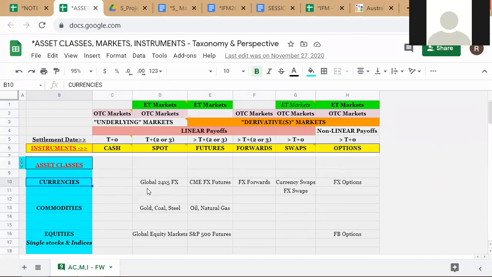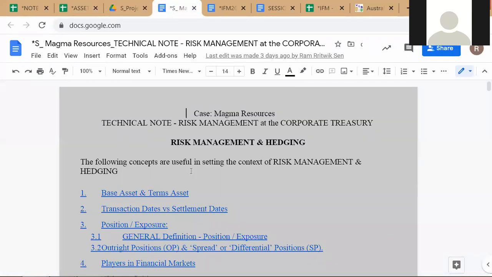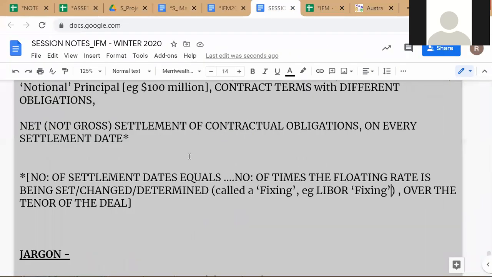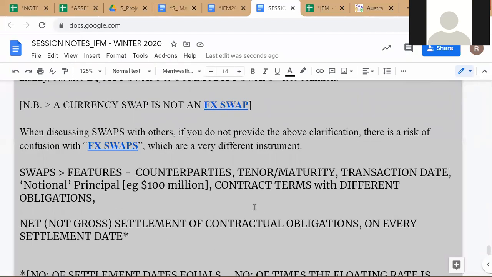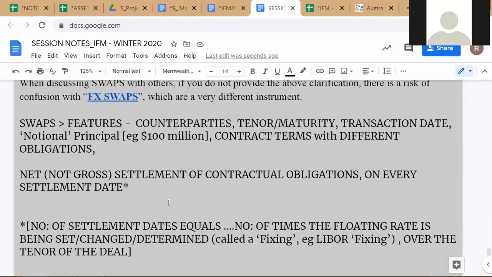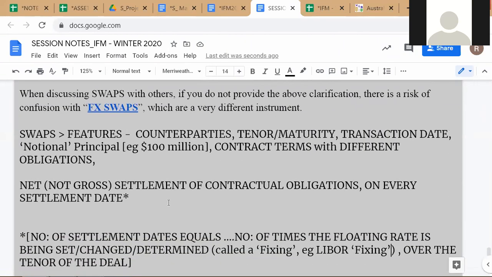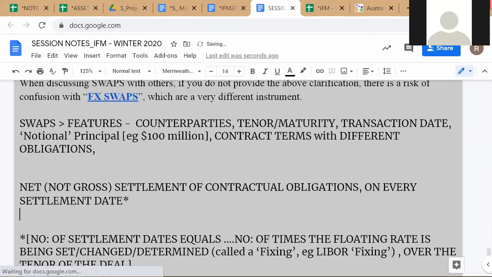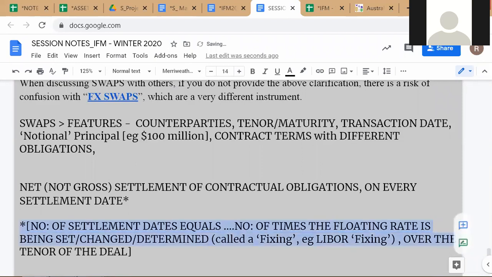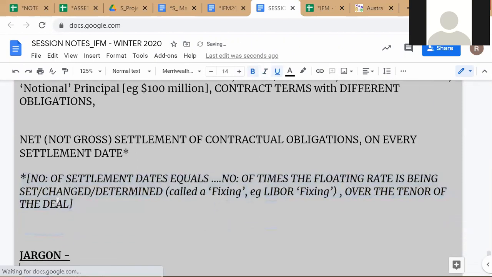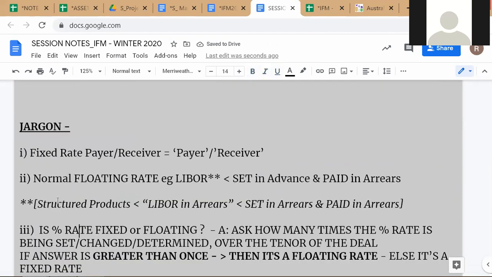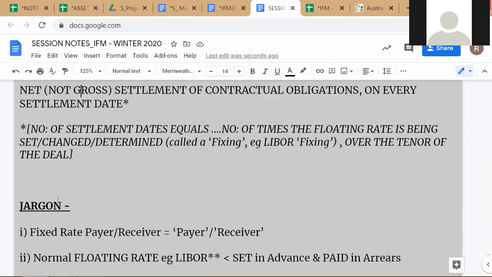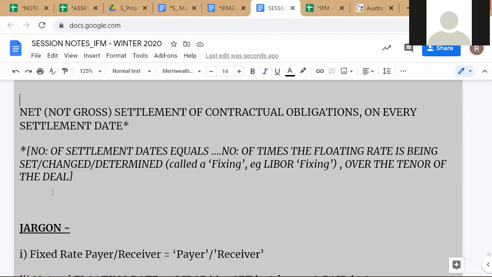So what we're trying to do here is understand the product structures. Right. So here we call this a LIBOR fixing. All right. So what are we talking about? Net, not gross settlement of contractual obligations on every settlement date, and the number of settlement dates. We have structured products, LIBOR in arrears. All right, so we have explained what LIBOR in arrears is.